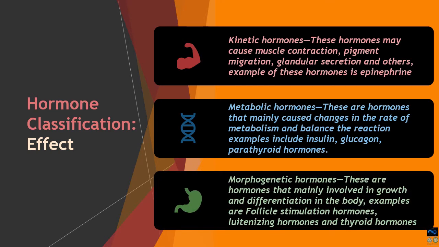Third is the morphogenetic effect. If there is a morphogenetic effect by a hormone which involves the growth and differentiation in the body, or change in the reproductive cycles, and so on, those hormones are called as morphogenetic hormones. For example, here luteinizing hormone, thyroid hormone, or follicle stimulating hormone are the morphogenetic hormones. So this is the classification based upon their effect.